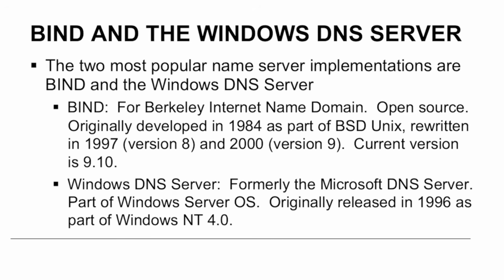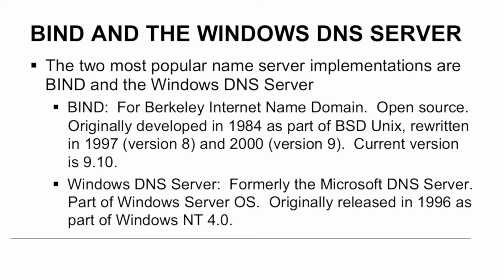The Bind name server was written at my alma mater, the University of California at Berkeley, hence the B in its name. Bind is an acronym for Berkeley Internet Name Domain. Version 4 was the first release. The developers were trying to sync up version numbers with other software being released in BSD Unix. Bind is open source, originally released under the BSD license.